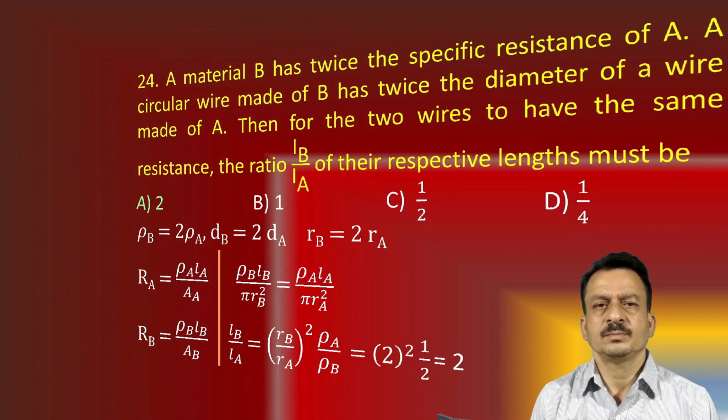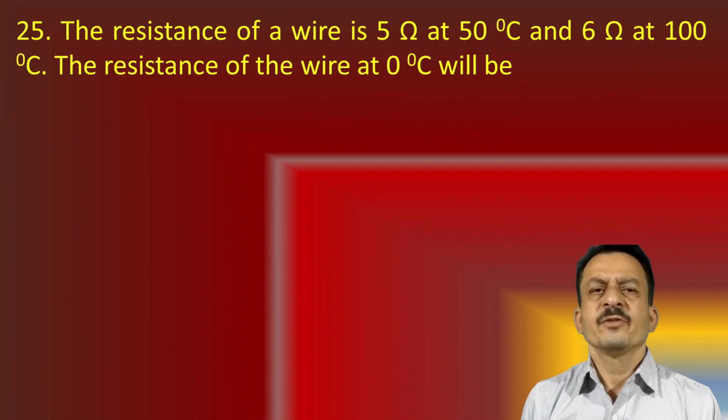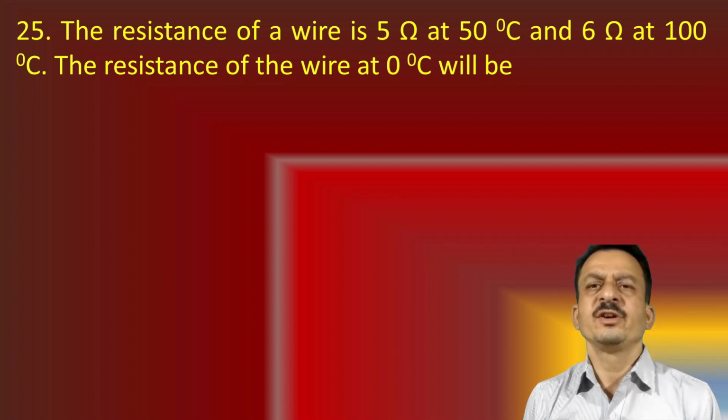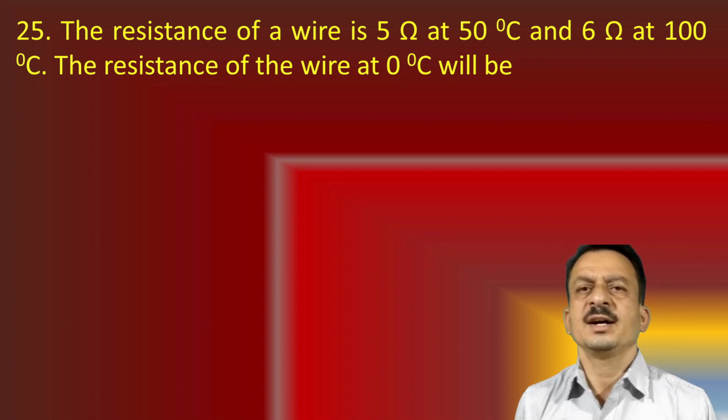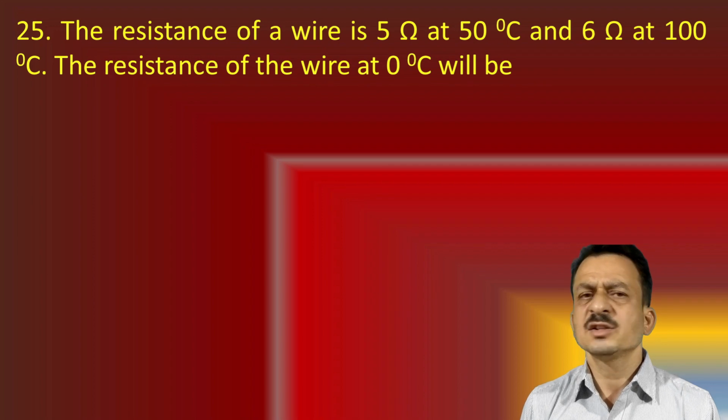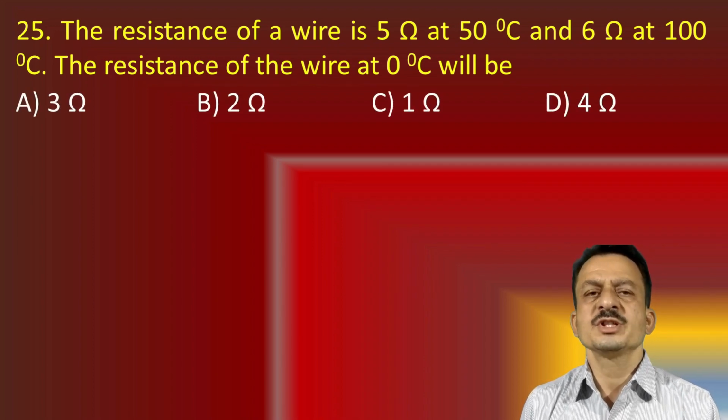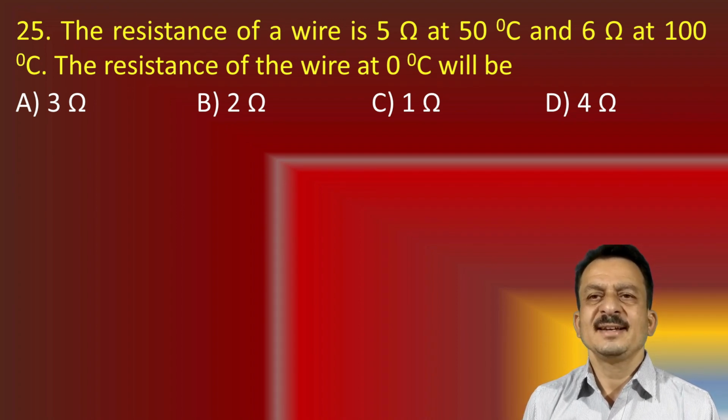Next problem. Resistance of a wire is 5 ohms at 50 degrees Celsius and 6 ohms at 100 degrees Celsius. The resistance of the wire at 0 degrees Celsius will be: options A 3 ohm, B 2 ohm, C 1 ohm, and D 4 ohms.